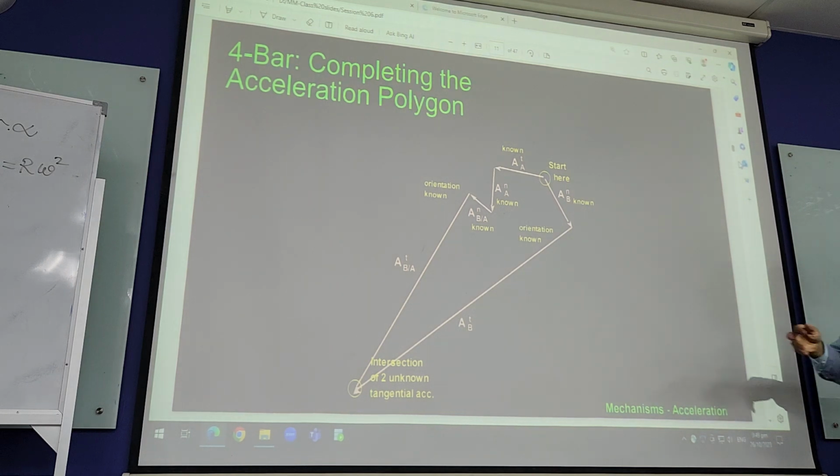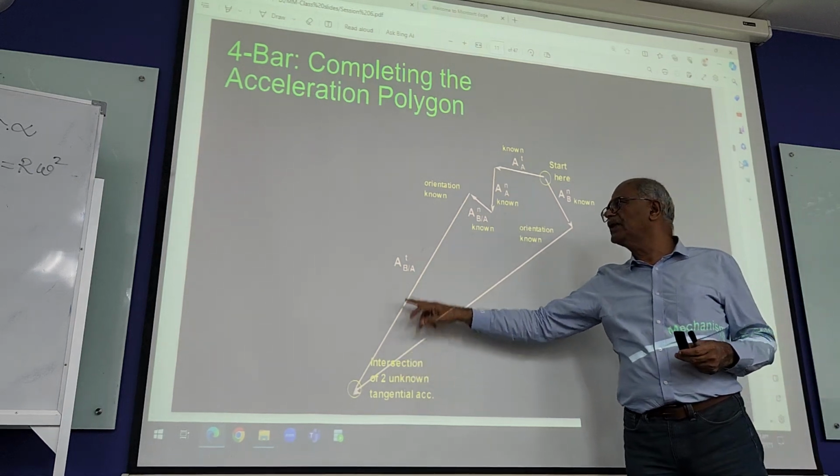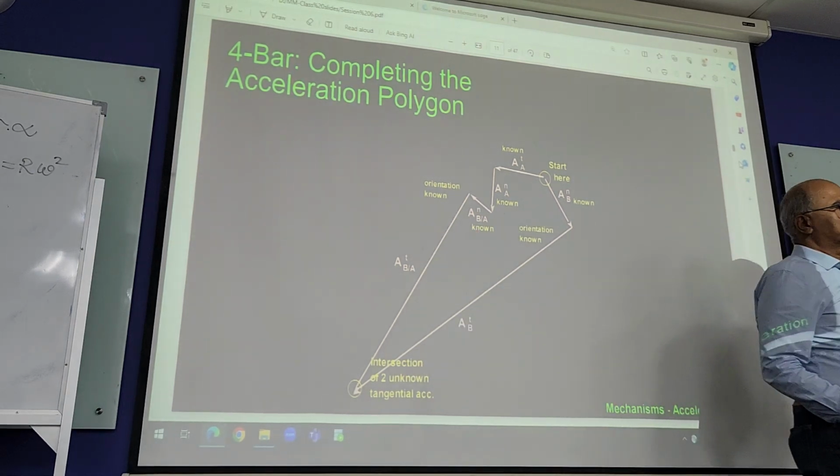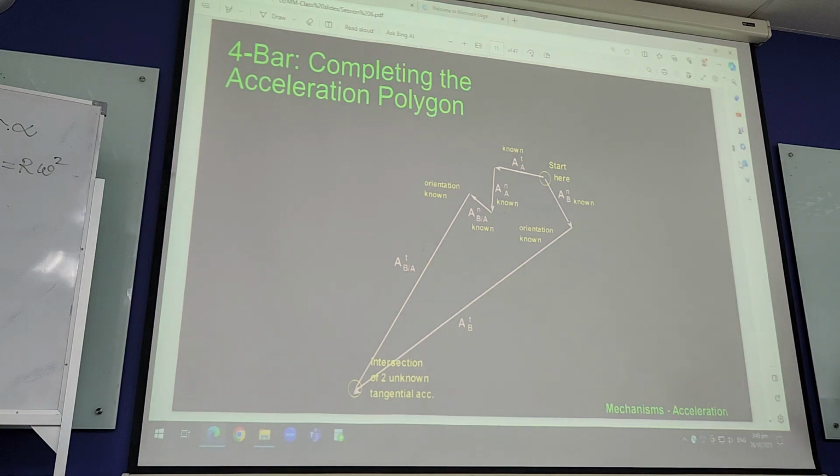Now you can measure the magnitude of B tangent and BA tangent. Once you know these values, then you can calculate the angular accelerations. Then you can also link the point B to any other point. You've done this for your assignment also. But for the assignment, you probably used AutoCAD and it is rather mechanical for you to do. You can play with it and do it using software. But in the exam, you have to do it on paper.